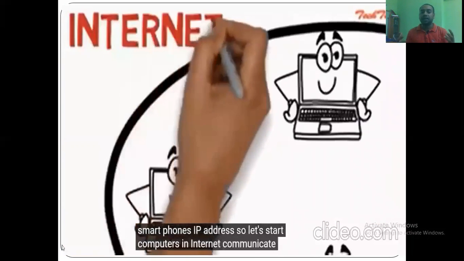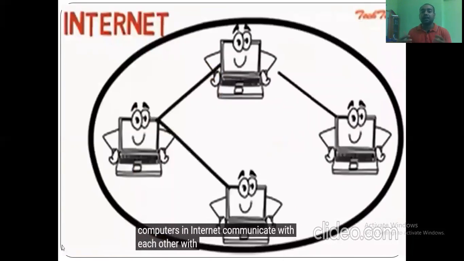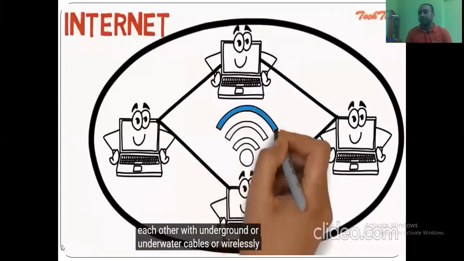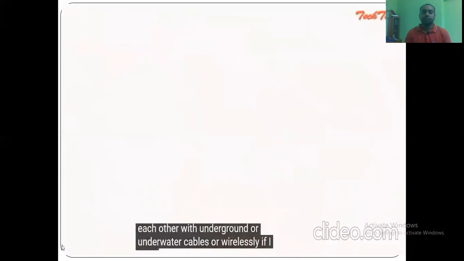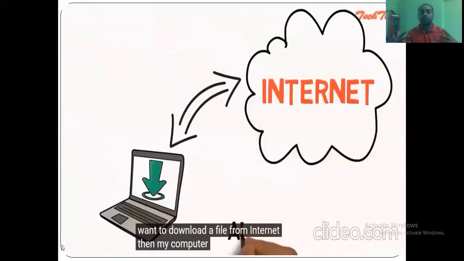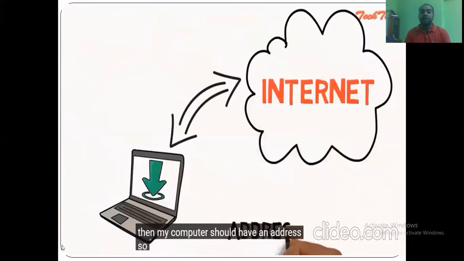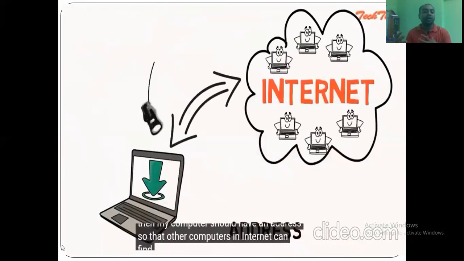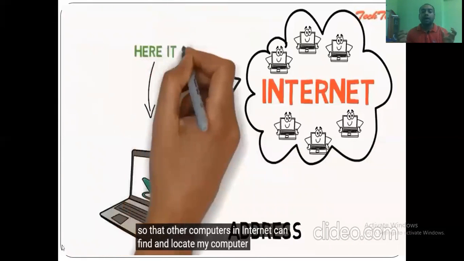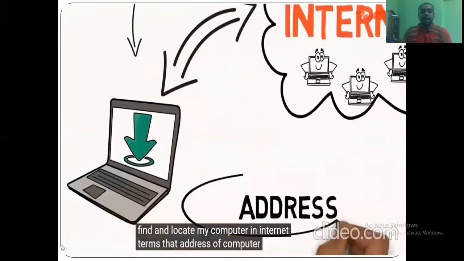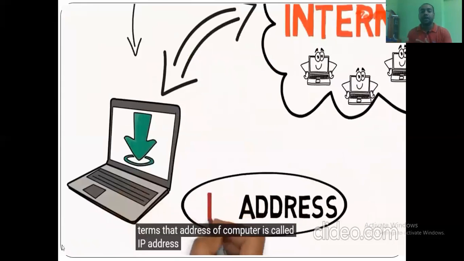Computers in the internet communicate with each other with underground or underwater cables or wirelessly. If I want to download a file from the internet, then my computer should have an address so that other computers in the internet can find and locate my computer. In internet terms, that address of a computer is called an IP address.